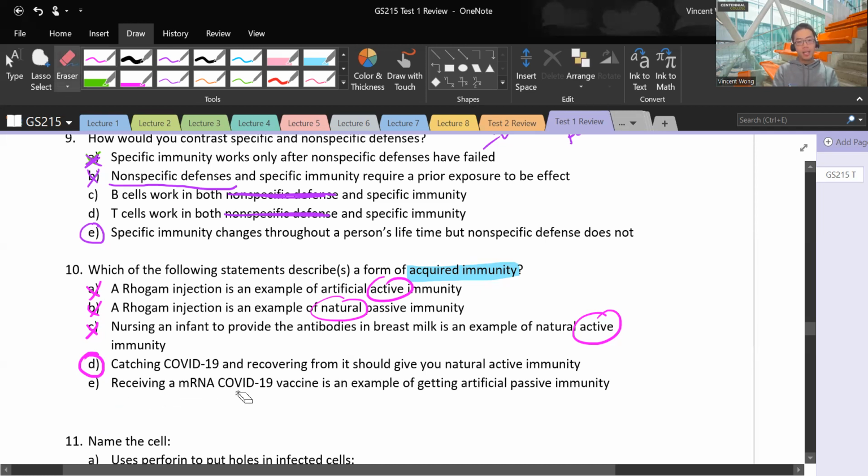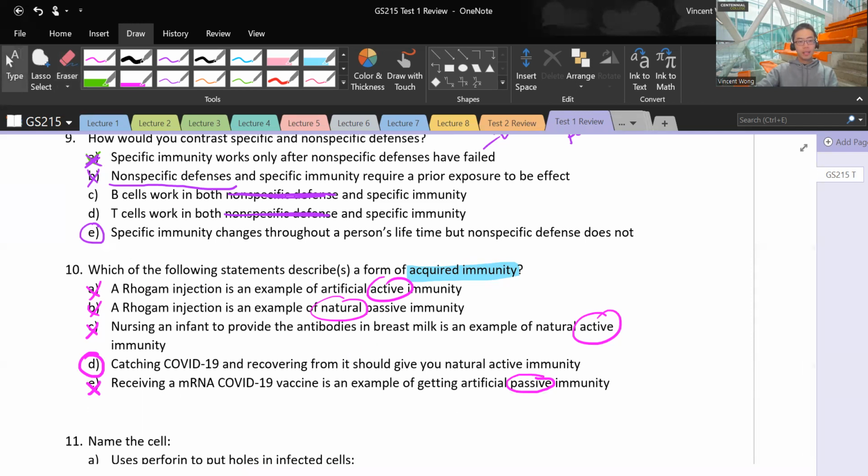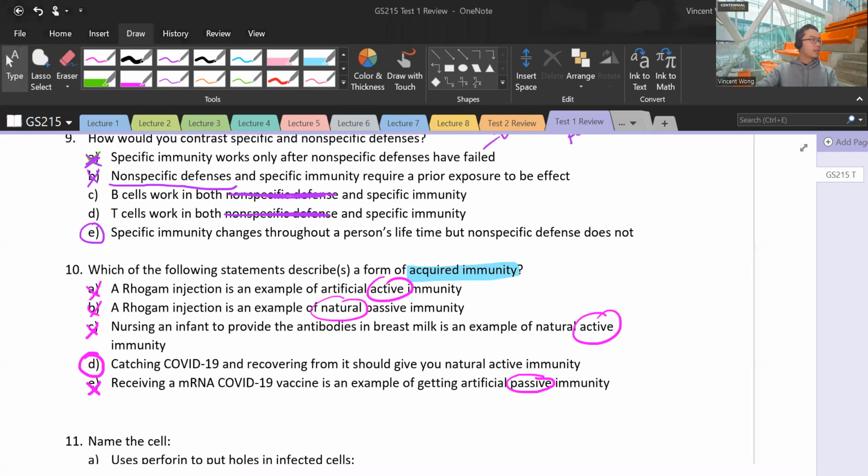Receiving mRNA COVID-19 vaccine is an example of getting artificial passive. The problem here is passive, right? The mRNA will create the viral proteins and you will still have to make the antibodies against those viral proteins. So that's the problem with all the circle ones here. Does that make sense? What did people choose anyway? Let's see. Okay, so D was still the most popular choice, but everyone else who chose something else, do you guys understand why they are not correct?